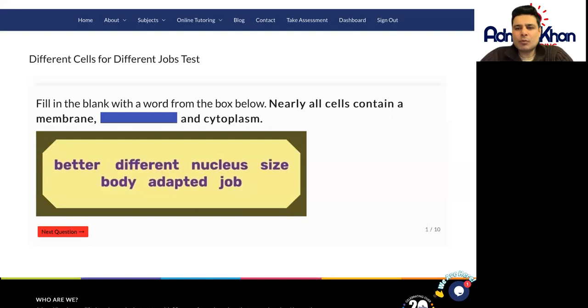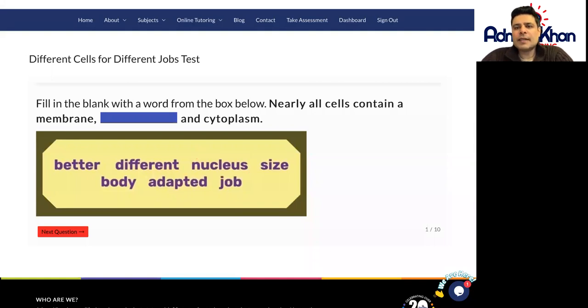So you've got some keywords below in the image, and you've got to determine which one of those keywords goes in which particular blank. So nearly all cells contain a membrane, something, and cytoplasm. Well, in this case, I would go for the first one being a nucleus. So nearly all cells contain a membrane, a nucleus, and a cytoplasm.